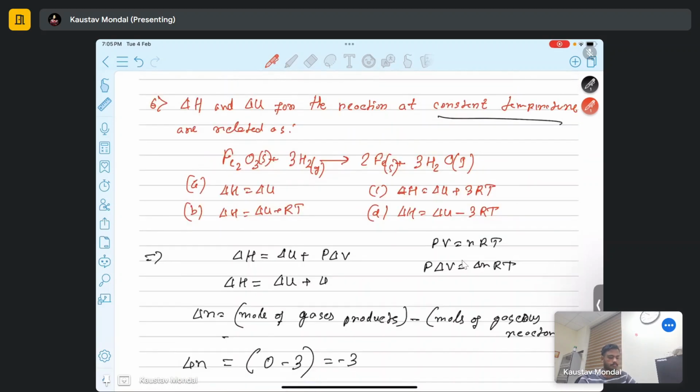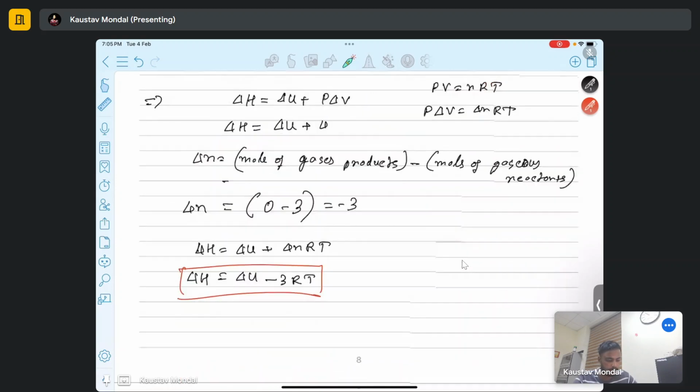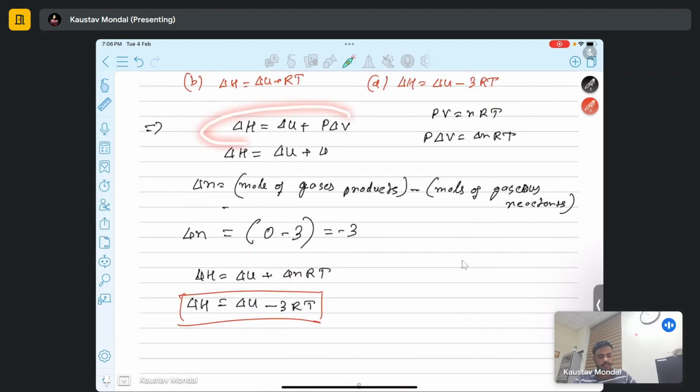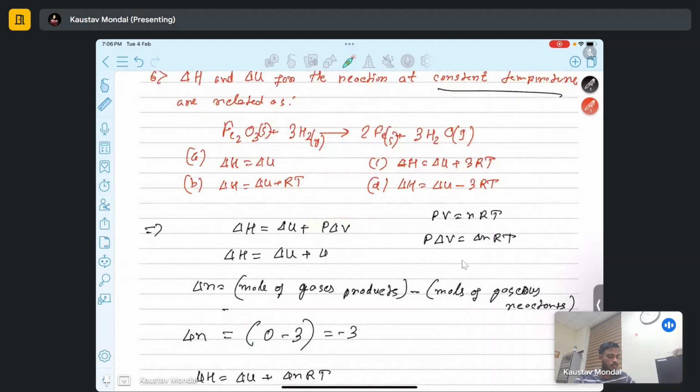Let me briefly explain it once again. For this reaction, you have to calculate how the change in enthalpy is related to delta U. For that we first write the differential form of how delta H is related to delta U. There is a P delta V in the expression, but in the problem there is no information on the change in pressure and volume. So the only thing that is changed is the number of moles.